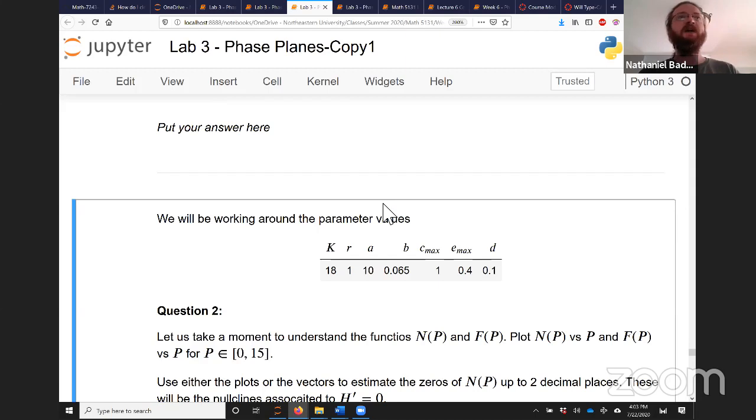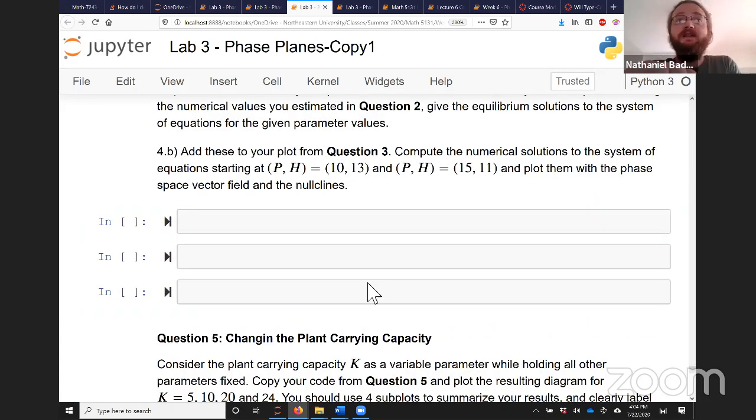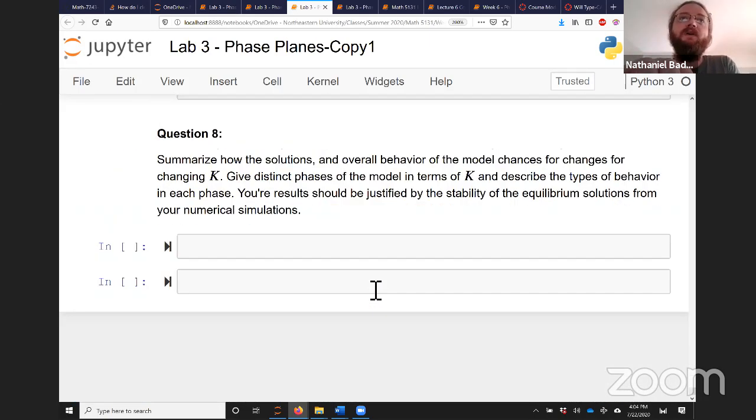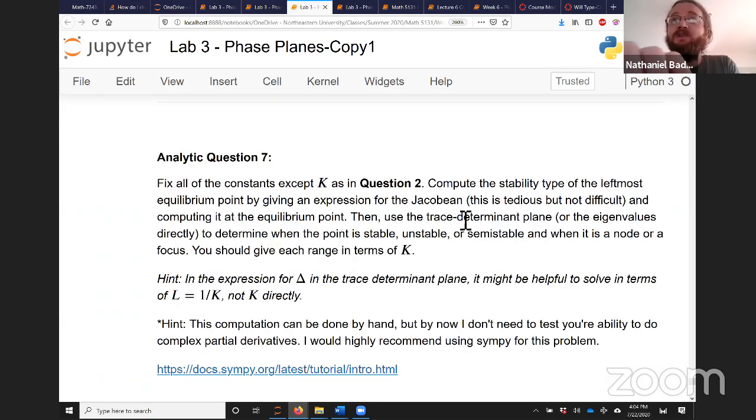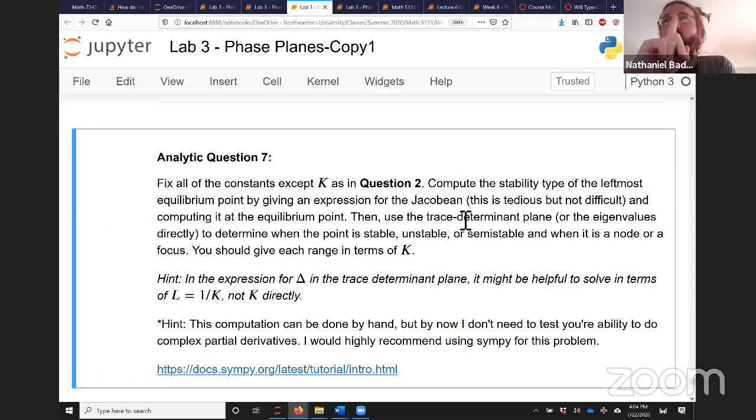Because what it turns out, and you'll start to see this and convince yourself of this, is that when you really, really understand the changes in behavior you get when varying K, you actually pretty much understand what can happen within the system. So we're going to go through and describe that pretty completely. And at the very end, I'm going to ask you to compute the stability type of one of the equilibria.